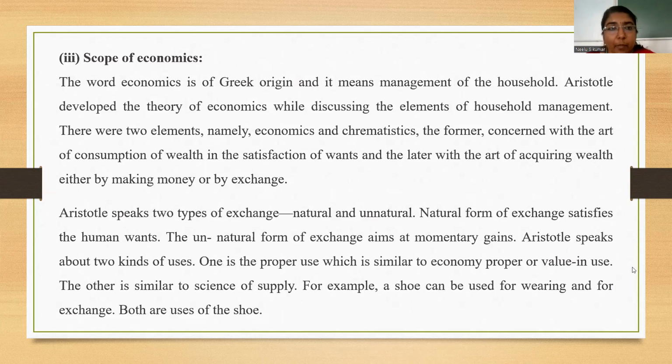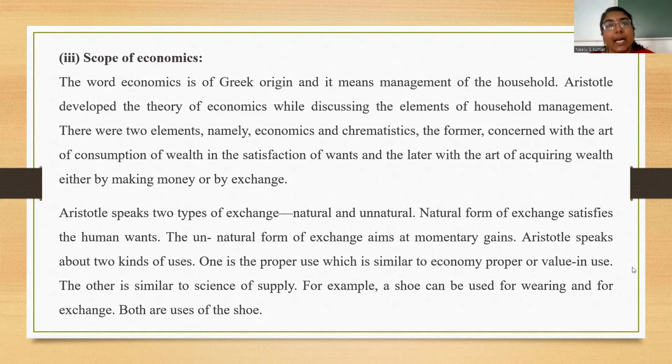The scope of economics is another point put forward by Aristotle. The word economics is of Greek origin and it means management of households. Aristotle developed the theory of economics while discussing the elements of household management. There were two elements, namely economics and chrematistics. The former is concerned with the art of consumption of wealth in the satisfaction of wants, and the latter with the art of acquiring wealth either by making money or by exchange.